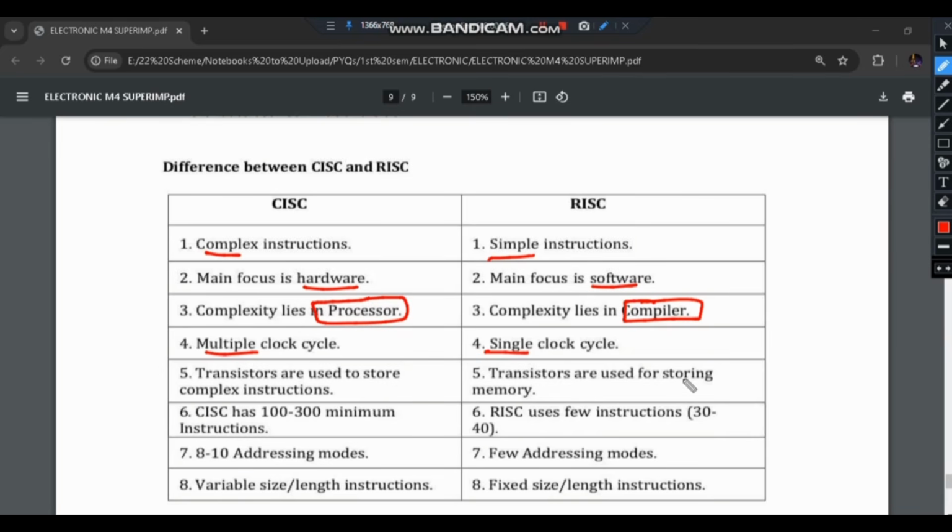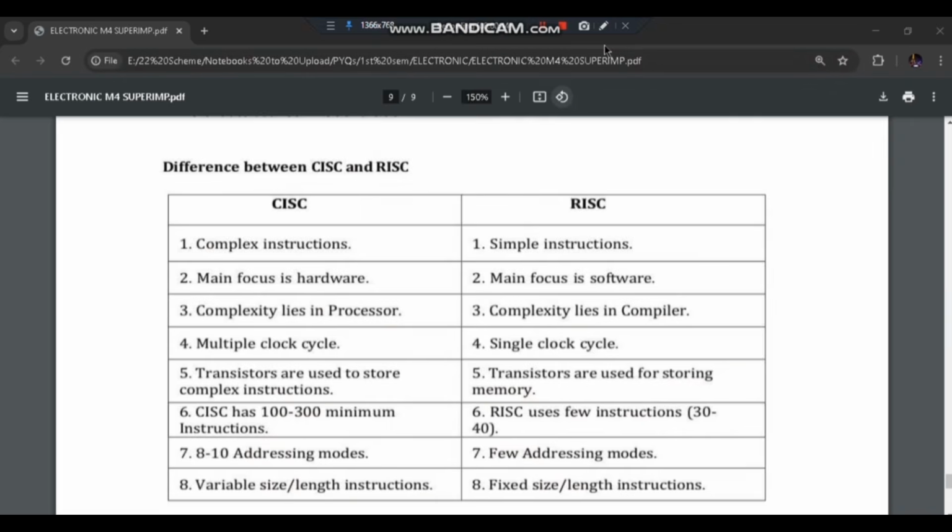Transistors are used for storing memory here. Here it is used to store instructions. RISC uses fewer instructions, here it uses more instructions. Fewer addressing modes, more addressing modes. And fixed size length, variable size length. This is lower and this is higher, like that. We can make the key points for that.